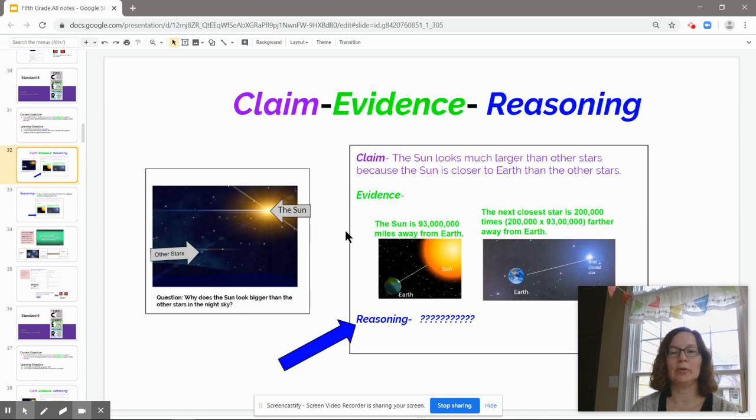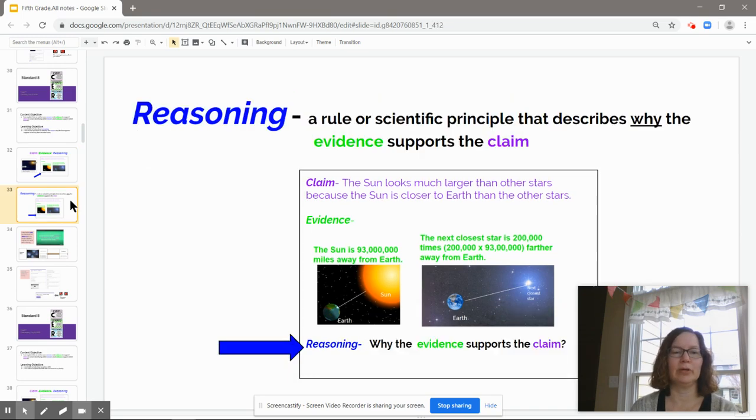Let's take a look at what we're doing with reasoning. We are going to talk about reasoning. We've covered claim. Claim answers a question. We've looked and found evidence. Evidence gives us support for our claim. Now we need the reasoning. The reasoning is going to help us understand the evidence. It explains how the evidence supports the claim. So let's go see if we can figure out how to explain that.